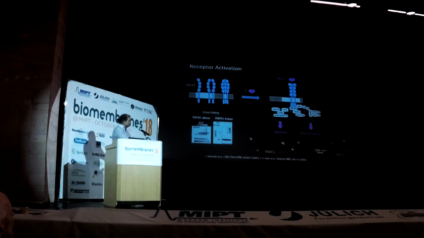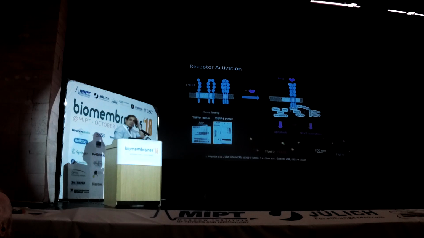We have a resolution in the range of 10 to 20 nanometers, but this is not sufficient to resolve the number of units within a receptor. So we need an additional tweak on super resolution microscopy. And this is what I want to introduce at the beginning, and let me do that with an example.